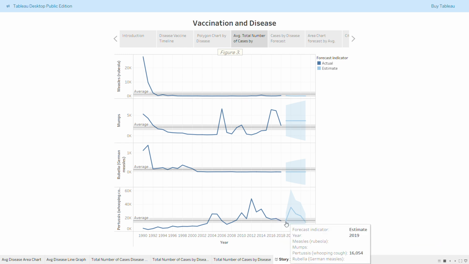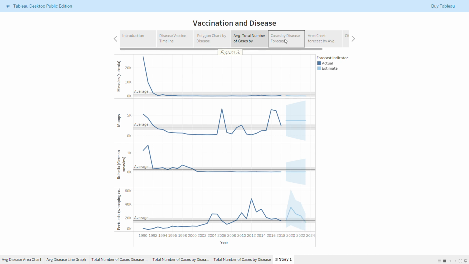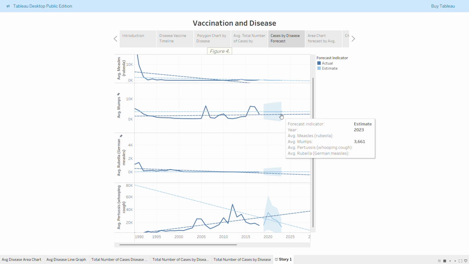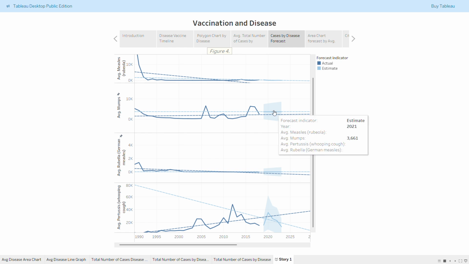We can see that they predict a slight increase and then a decrease over time with very large confidence intervals, which I find interesting. But again, obviously, as we see, they predict a decrease in the number of cases due to the vaccine. Here we have the same graph along with trend lines, along with the estimate and the confidence intervals and the forecast confidence intervals of the estimates.